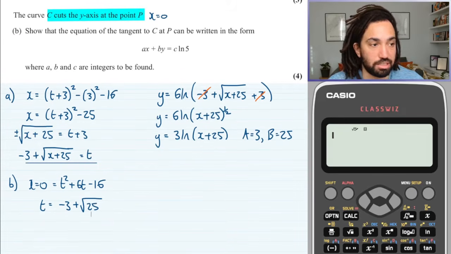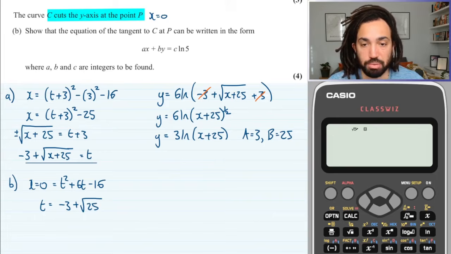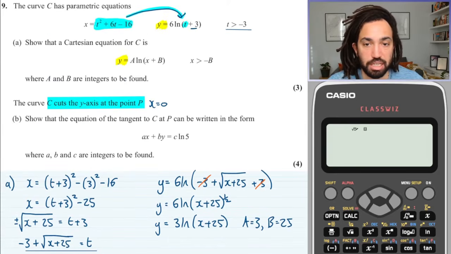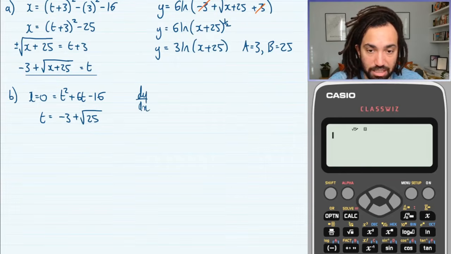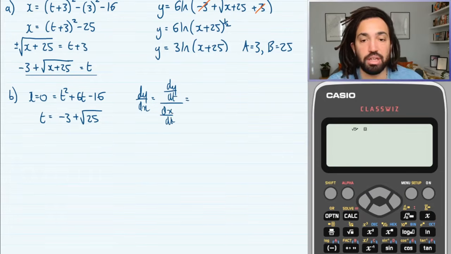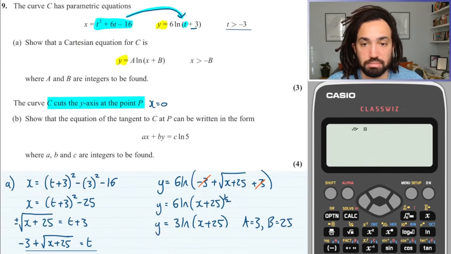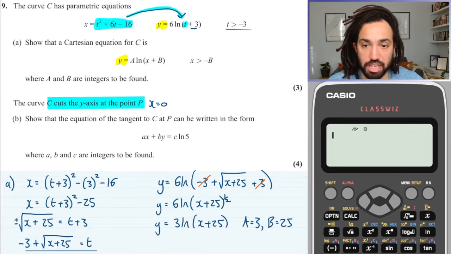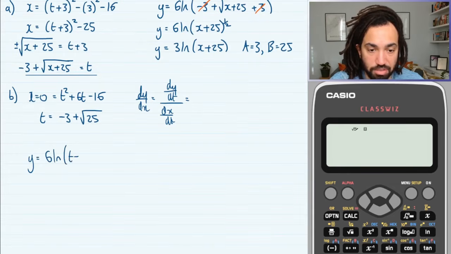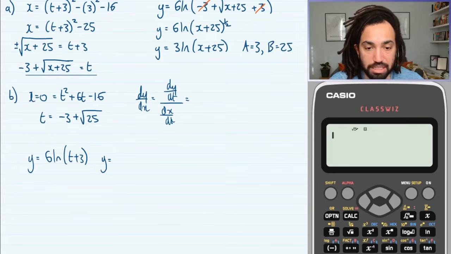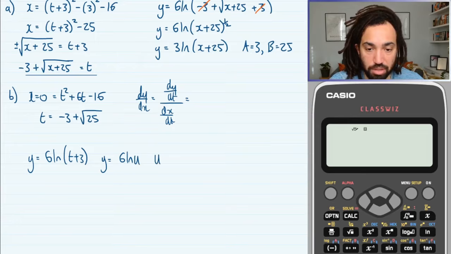But we need to find the equation of the tangent. So in order to do that, we're going to need the gradient at the point P. So the gradient is the change in y over the change in x. So we need to differentiate y with respect to t and x with respect to t, because the gradient dy by dx is going to equal dy by dt over dx by dt. So differentiating the y, this is a ln, so we'd have to use the chain rule here. So I'll just do it over here. So y is equal to 6 ln of (t plus 3). So we can say that y is equal to 6 ln of u, where u is equal to t plus 3.